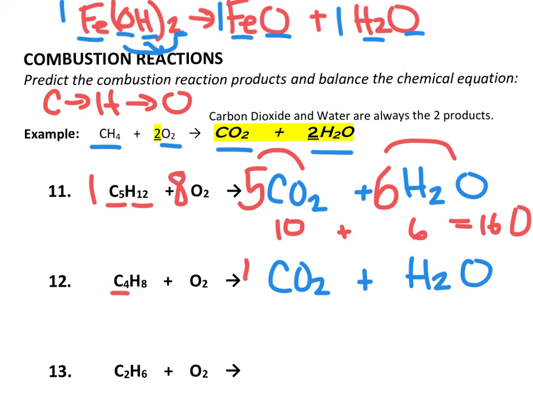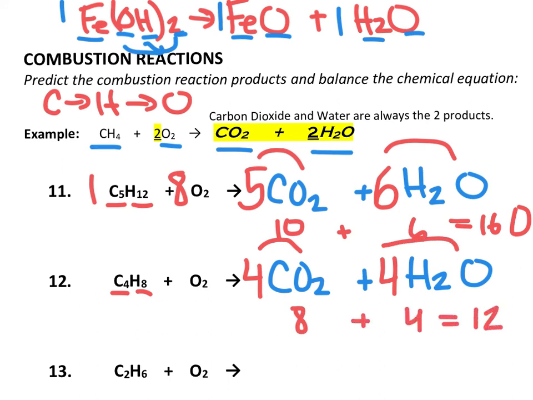4 carbons, so I'm going to put a 4 here to make 4 carbons. 8 hydrogens, I'm going to put 4 here to make 8 hydrogens. But remember, 4 times 2 is 8 oxygens. 4 times 1 is 4 oxygens. So 8 plus 4 gives me 12. So I'm going to need a 6 there, for 6 times 2 gives me 12 oxygen. So that became a 1, 6, 4, 4.